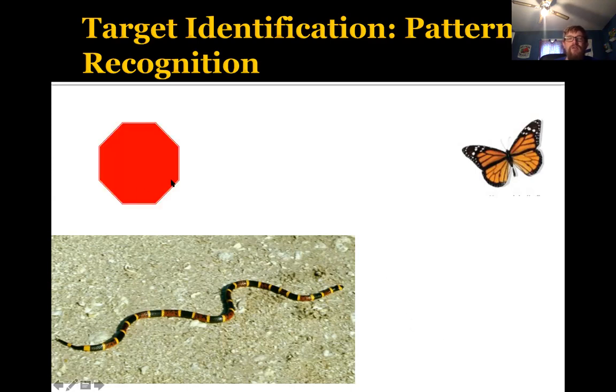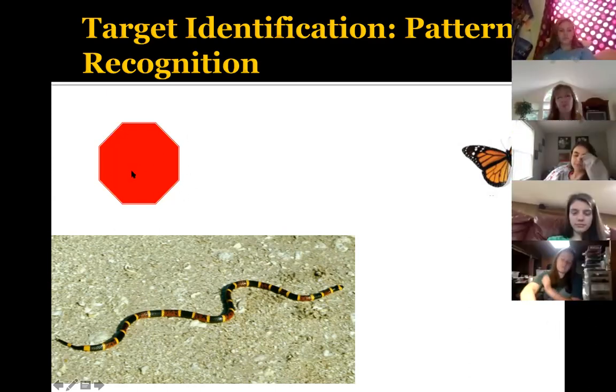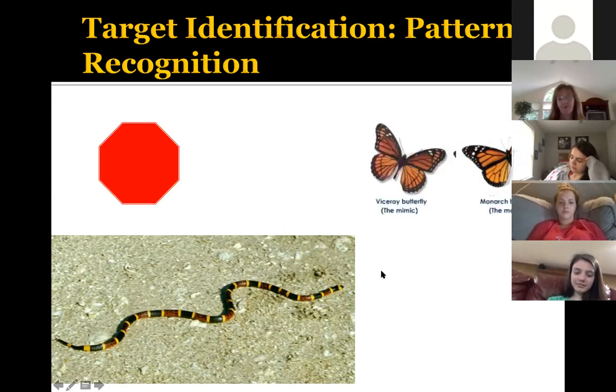Let's see. So here's another example. We'll go with Olivia. If you saw this pattern, what would you do? I would stop. You would stop, right? And so if you think about it, every time you pull up to an intersection, you don't take the time to be like S-T-O-P, stop, right? You're not sounding that out. Your body recognizes that pattern. These pattern recognition receptors in your cell are going to recognize these same patterns.